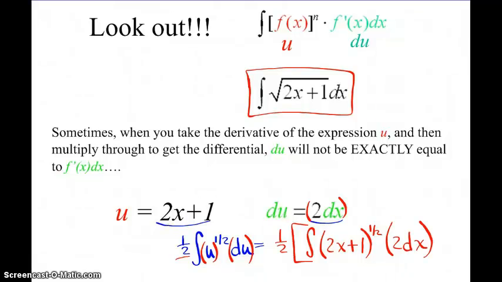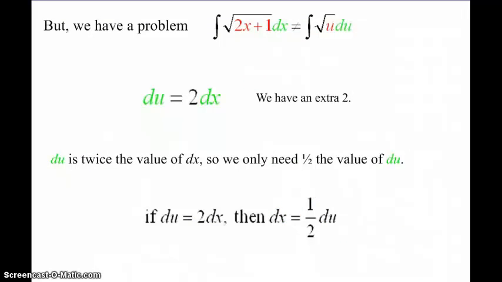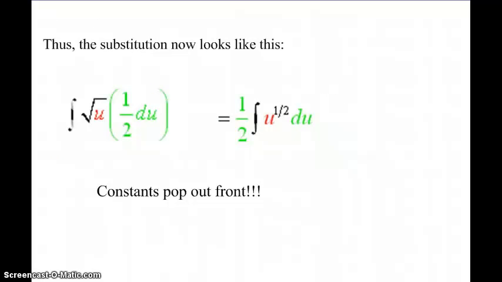And look what happens. That 2 cancels with that 1/2, and when I clean this up, sure enough, it is equivalent. When I back substitute in terms of the original variable, it's equivalent to the original integral they gave me. And now I have totally simplified that integral, so that it looks like where we were: 1/2 times the integral of u to the 1/2 du.